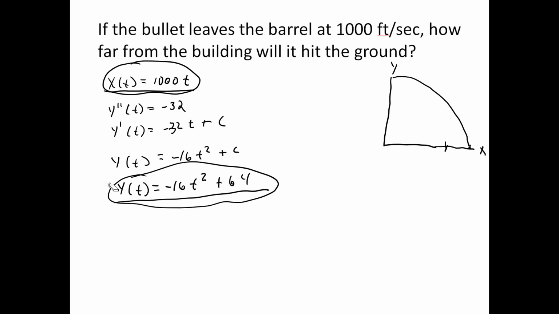But now we can answer the question, how far from the building will it hit the ground? So how far from the building? We want an x coordinate. We want this x coordinate right here. But what's special about that x coordinate is that the y value is 0. So we can figure out what's going to make the y value 0 in this formula.